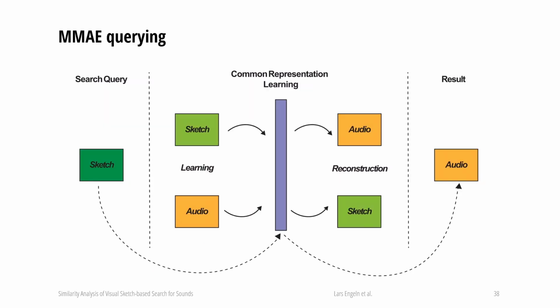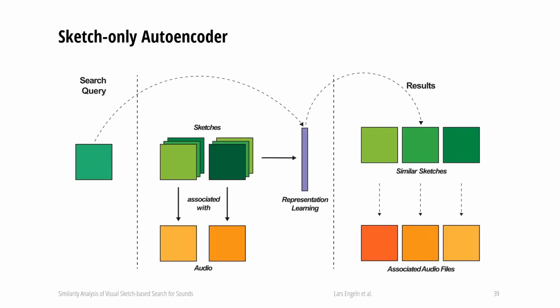Querying this multimodal autoencoder is performed by putting in a new sketch, performing an encoding, and then doing a k-nearest neighbor search over all known audio files, which also have a vector in this latent space. Additionally to the multimodal autoencoder, we also trained a sketch-only autoencoder, where we can also perform a k-nearest neighbor search in the latent space, and then put out as a recommendation the associated audio files of those resulting sketches.